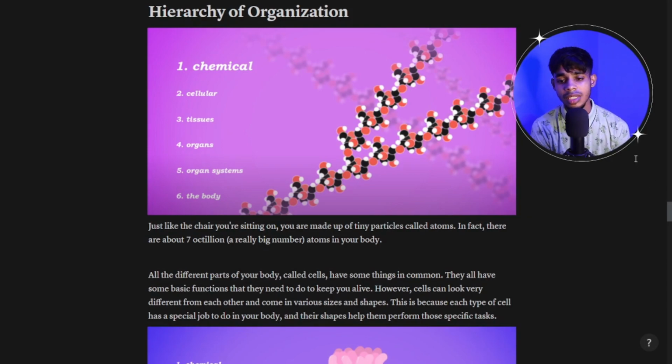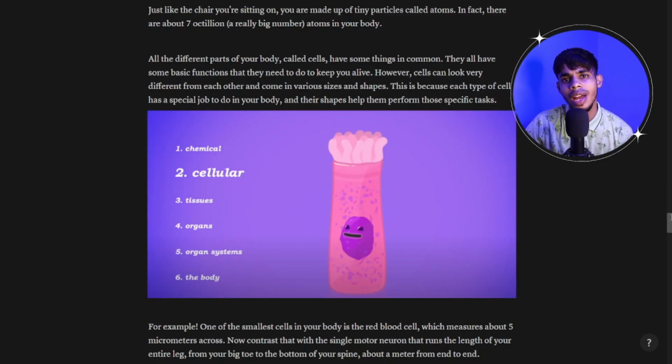Now, just like your chair is made up of completely tiny particles called atoms, the entire body is made up of atoms, right? And there are about 7 octillion, which is a really big number. There are 7 octillion atoms in your body, helping your body structure to look as it is. And all different body parts are built from a group of atoms called cells. So, as you would have heard, first is the chemical organization, then cellular organization, tissue organization, organ organization, then organ systems, then the human body.